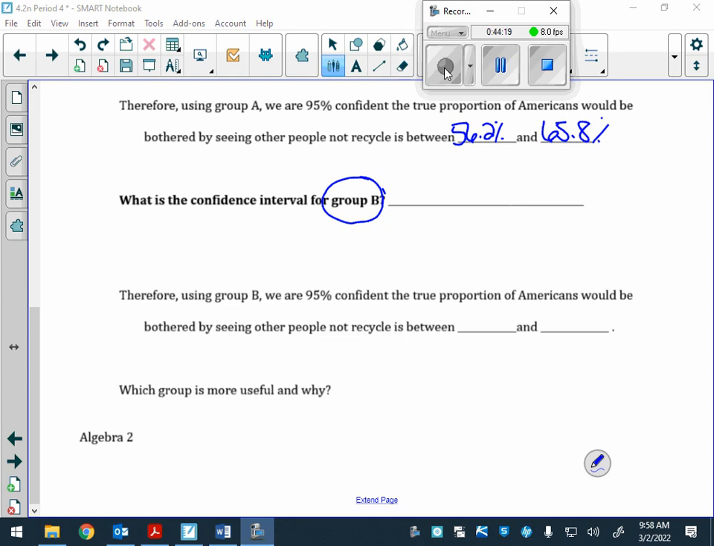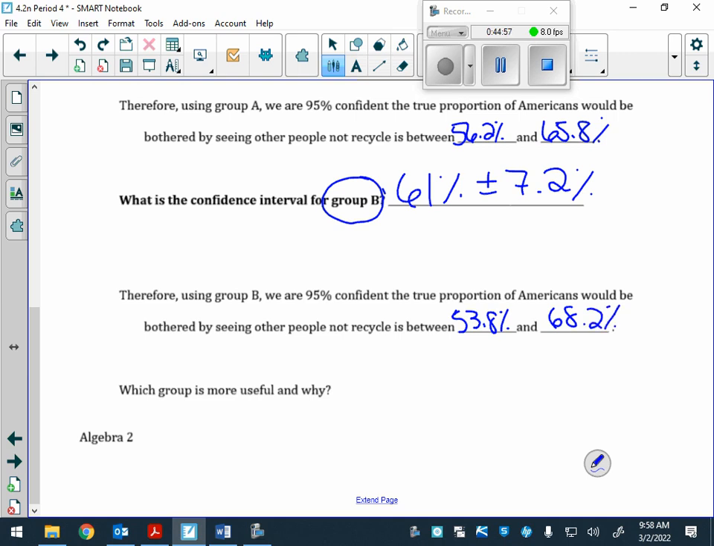All right. What is the confidence interval for Group B? Riley. Good. How many of you did get that? Okay, good. So, using Group B, we are 95% confident, blah, blah, blah, bothered by seeing other people not recycle is between what? Kip. Good. So now, which group is more useful and why? Go ahead, Kip.